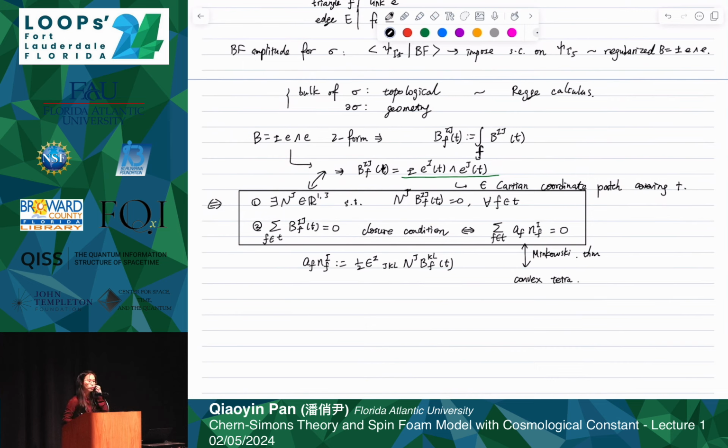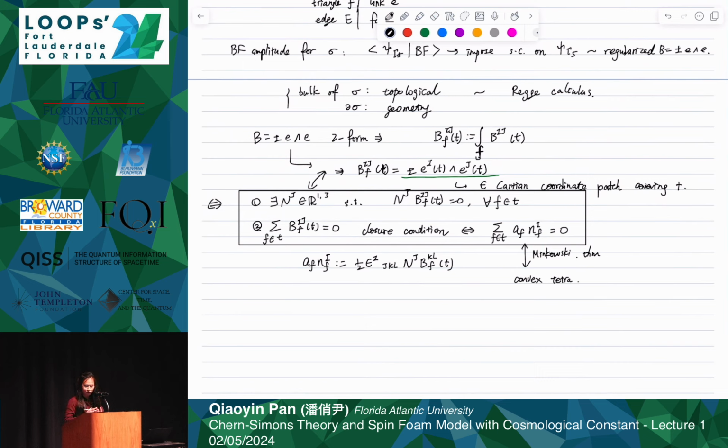Because I told you, what is the simplicity constraint? It tells you the geometry. Now we have discrete, we have triangulation. Then the simplicity constraint is to generate some discrete geometry from a topological theory. Or basically, we want to encode the geometry of a four-simplex from a topological theory.